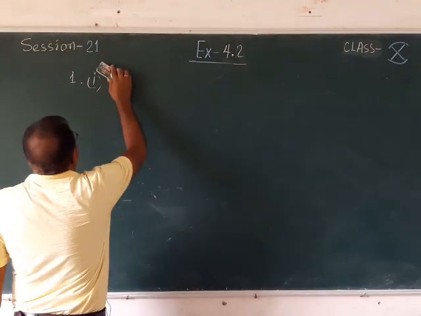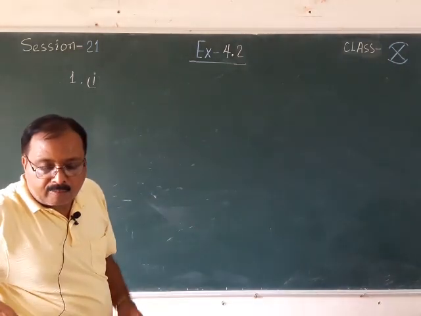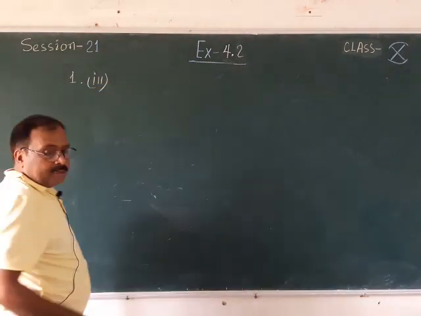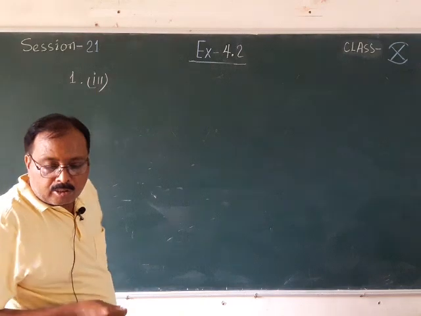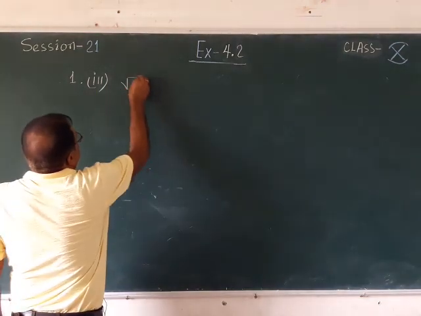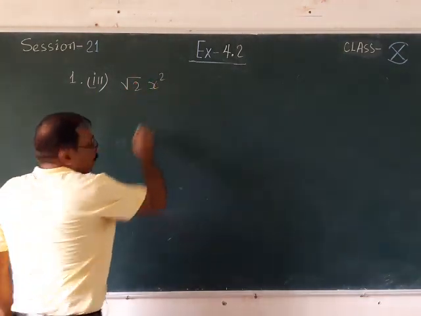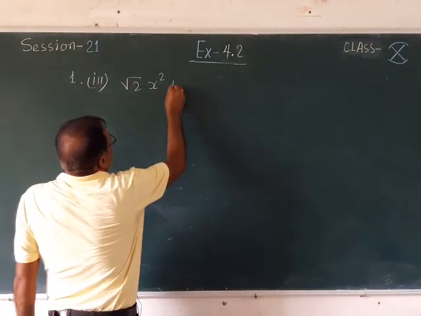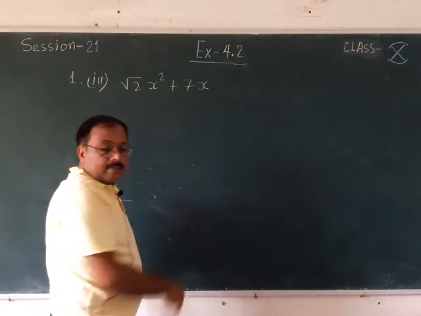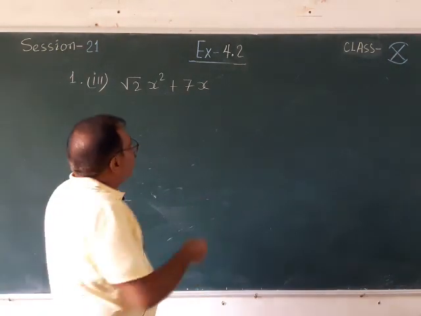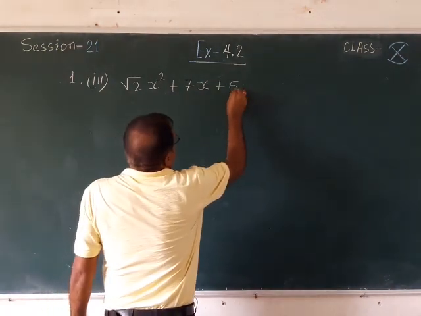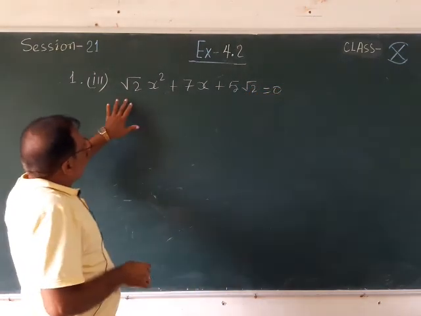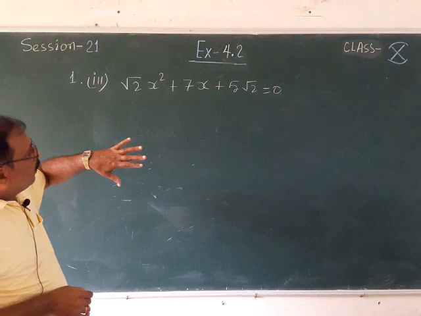Now one more question I am taking from here, that is question number 1.3, and the question is root 2x square plus 7x plus 5 root 2 equal to 0. Now I am going to factorize it first.